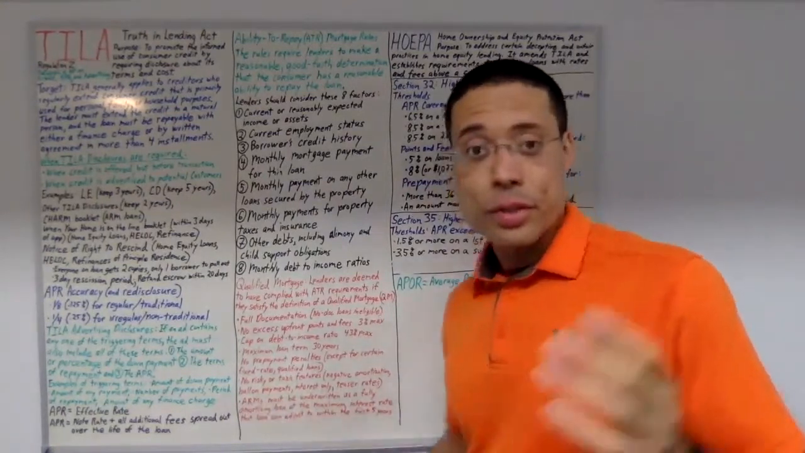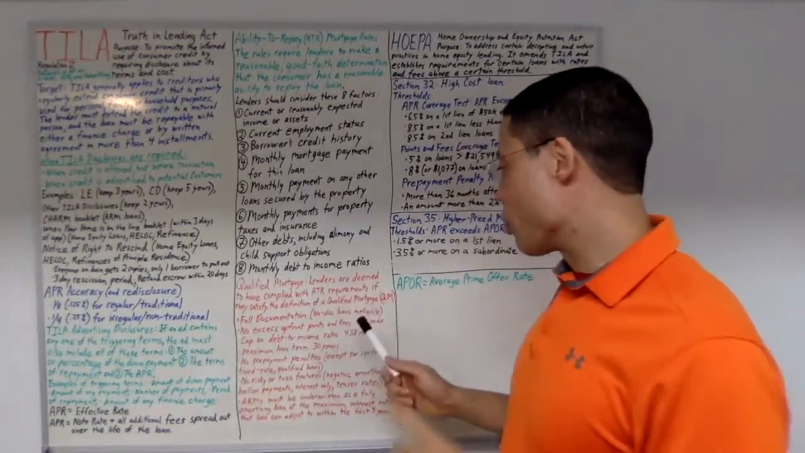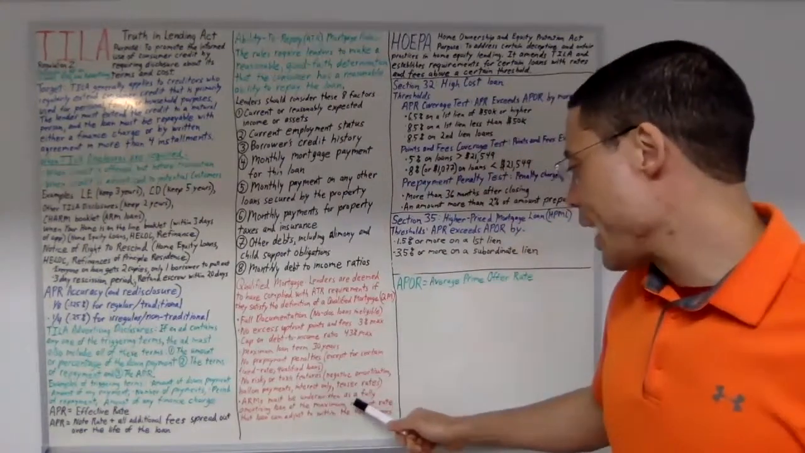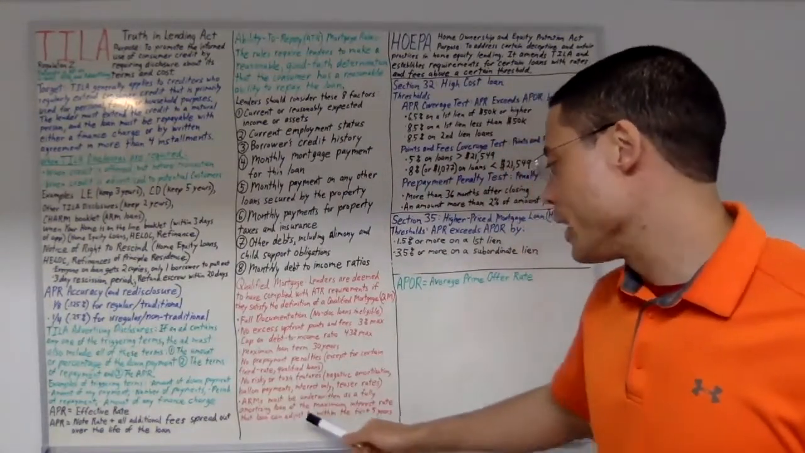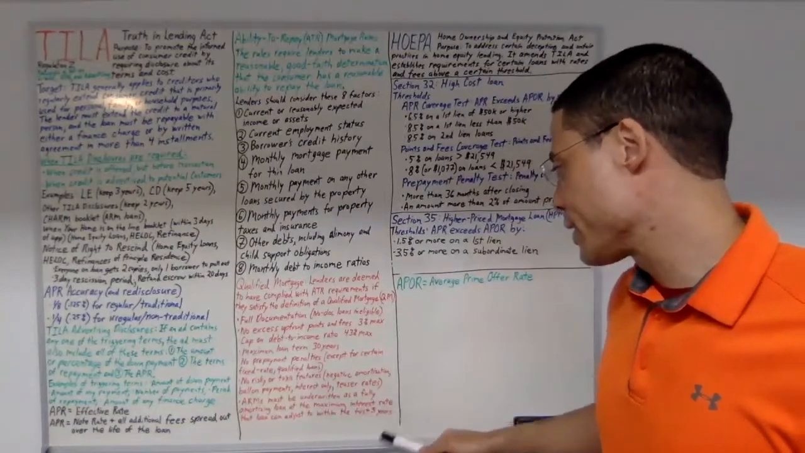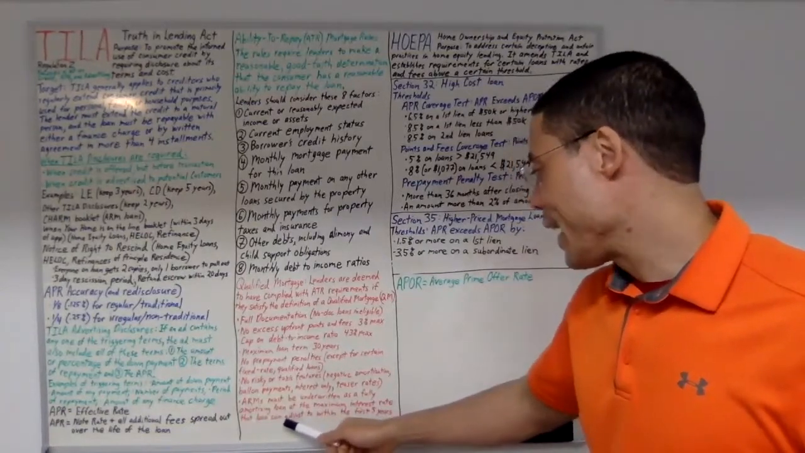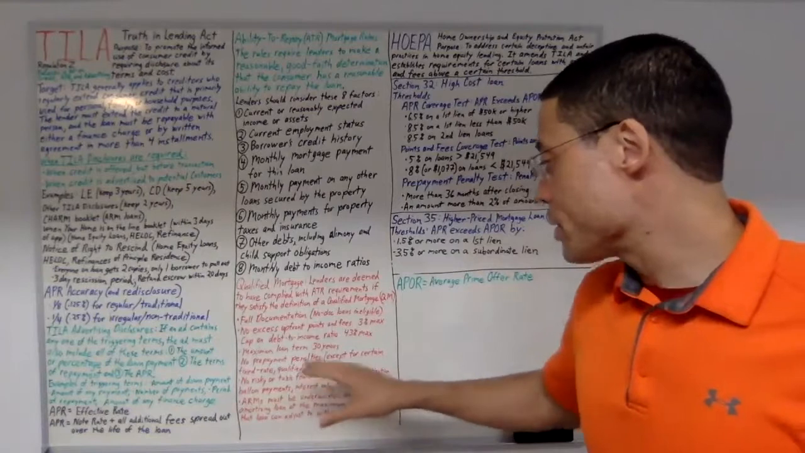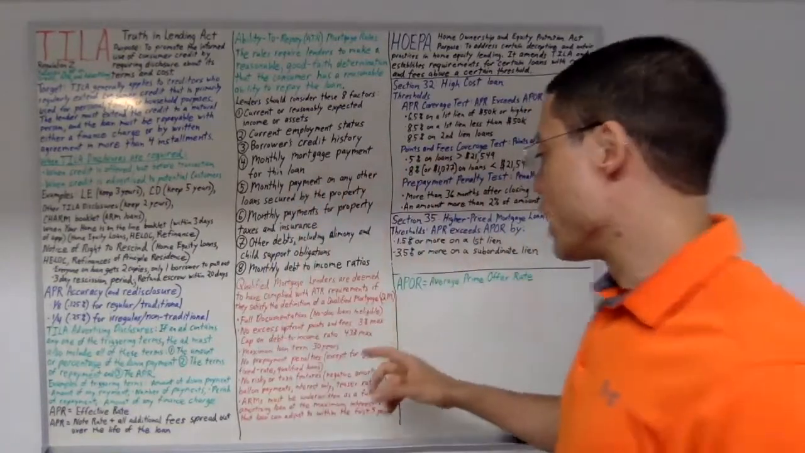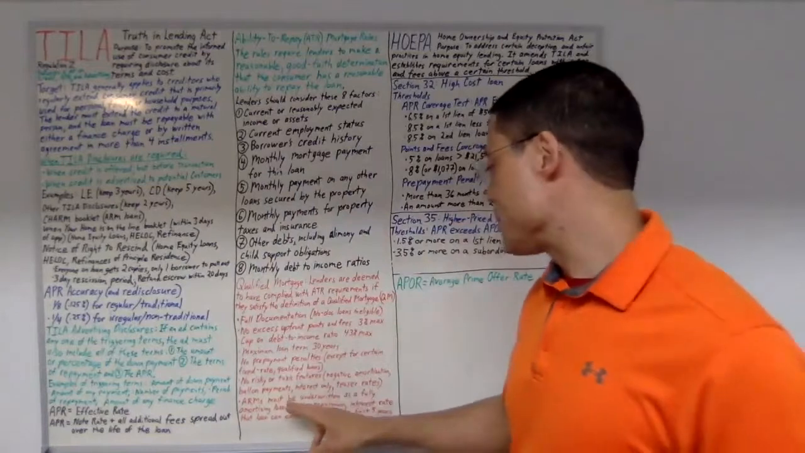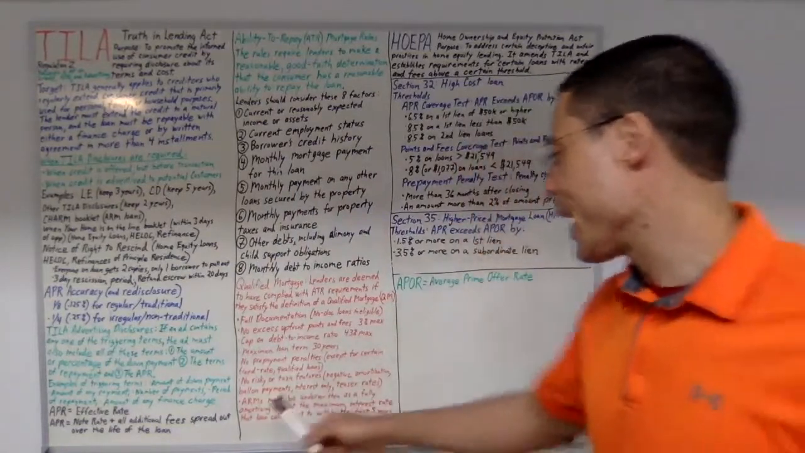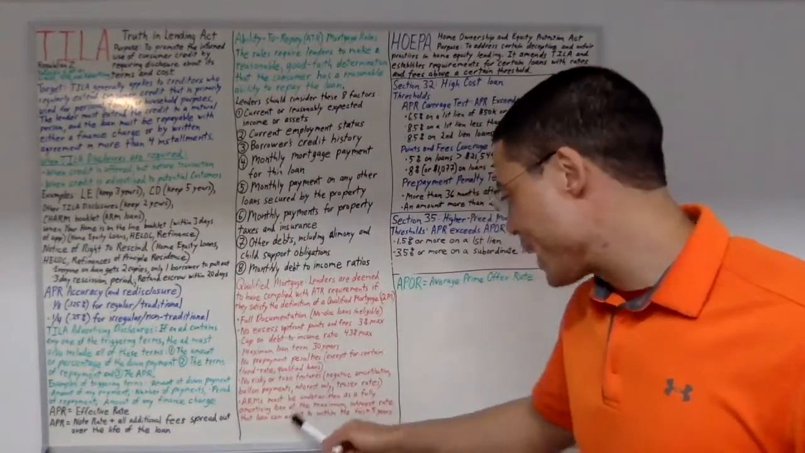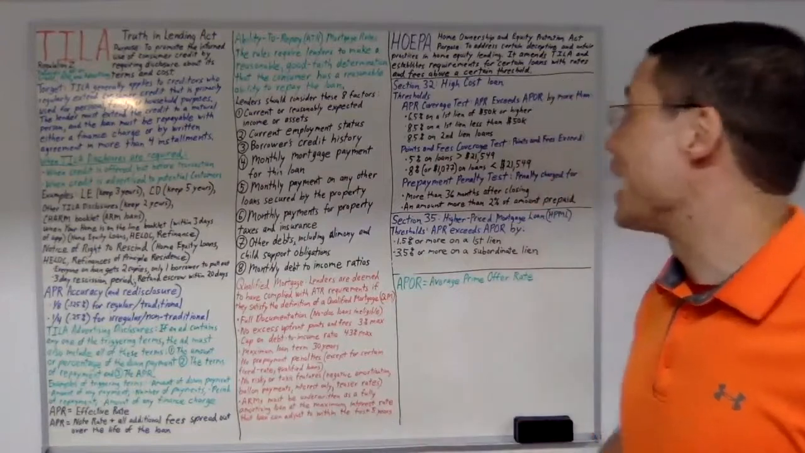Now, ARMs can be qualified mortgages, but ARMs must be underwritten as a fully amortizing loan at the maximum interest rate that loan can adjust to within the first 5 years, all right? So the ARM, in order to be a qualified mortgage, must be underwritten as a fully amortizing loan at the maximum interest rate that loan can adjust to within the first 5 years.